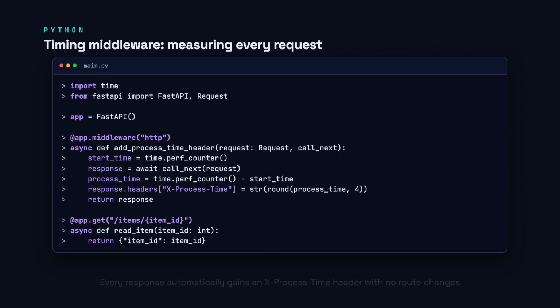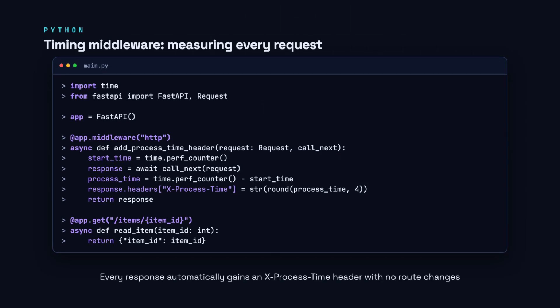At the top we import time and FastAPI's Request class. We decorate our async function with @app.middleware passing the string "http"; that tells FastAPI to run this function for every HTTP request. First we record the start time, then we call await call_next, passing the request forward through all routes and dependencies. This line actually runs your route handler and returns a response object. After it returns, we calculate elapsed time, stamp that value into a custom response header called X-Process-Time, and return the response. The route itself, read_item, knows nothing about any of this.